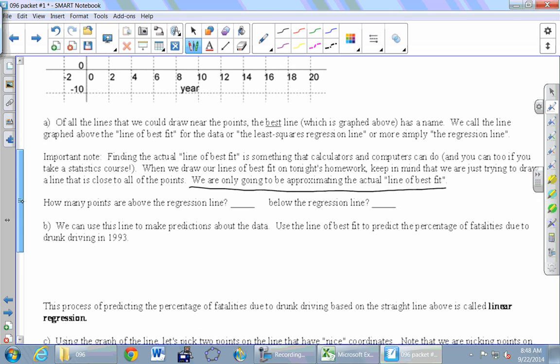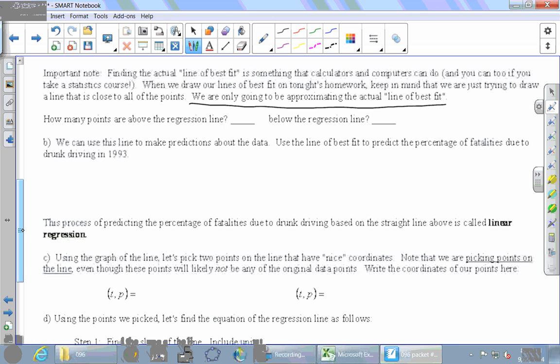Okay, so let's move to part B. It says we can use this line, the line that's drawn up there, to make predictions about the data. Let's use the line to predict the percent of fatalities due to drunk driving in 1993. Now, 1993 corresponds to what value on our horizontal axis? Is it 3? Or is it 13? It's 13, right? 1980 was our 0.